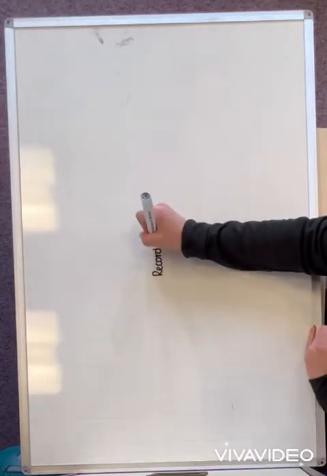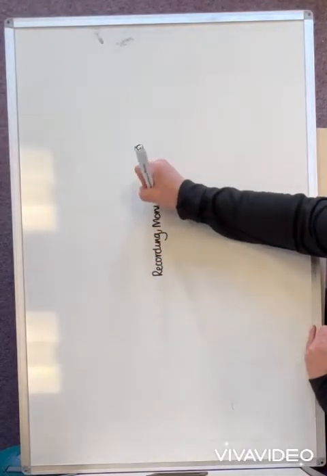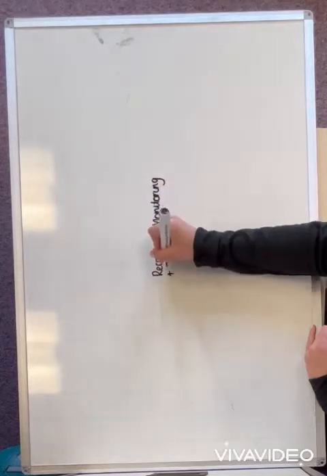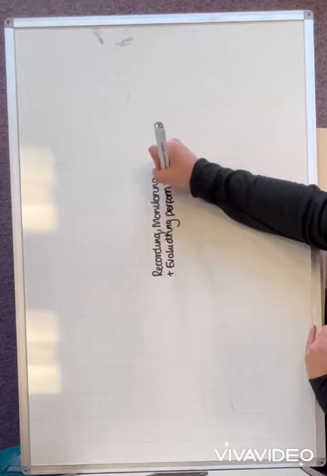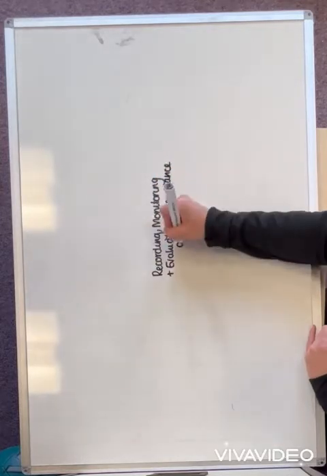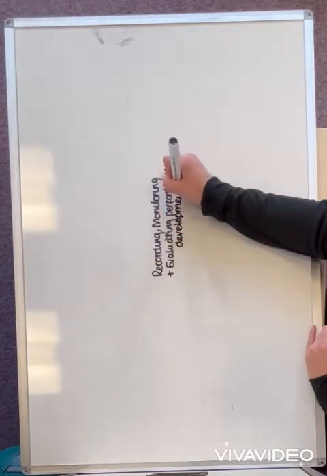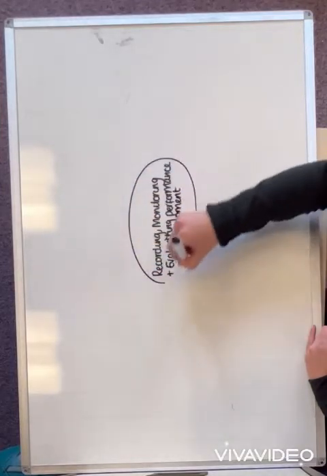The next section is quite a big one, and it's about recording, monitoring and evaluating performance development. The first section that we're going to look at in this one, and it's split into 5 different sections, is the purpose and value of recording, monitoring and evaluating performance development.